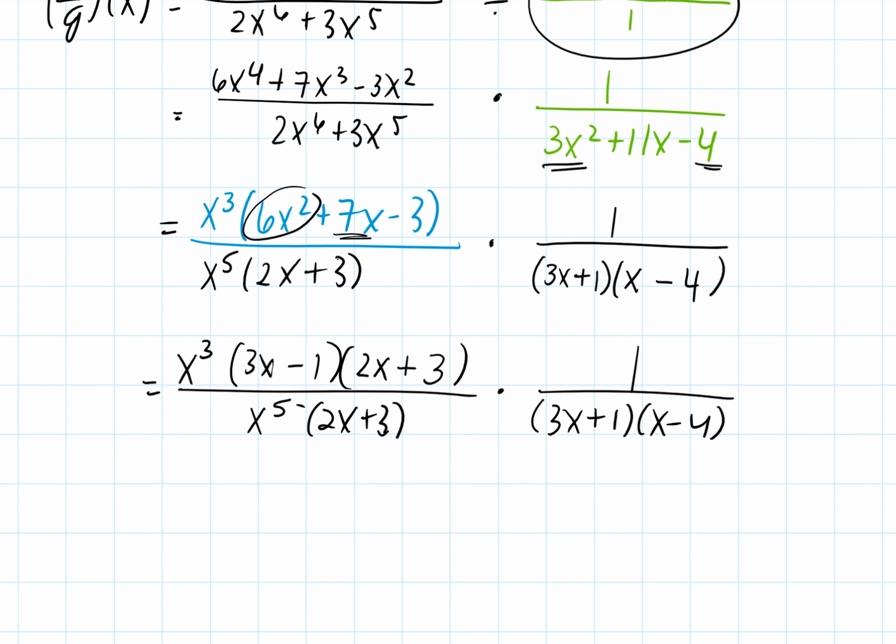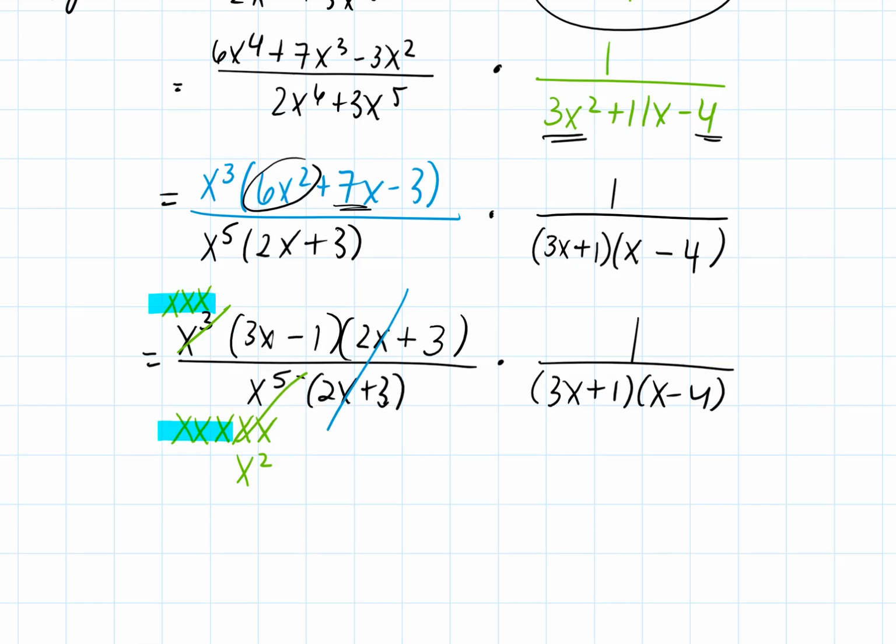3x minus 1. I'd like to cancel that out, but they're not actually quite the same. The 2x plus 3 is the same in the numerator and the denominator, so those will cancel out. And this x cubed and x to the 5th, well, that means x times x times x, and x times x times x times x times x. So clearly, 3 of these guys will cancel. That leaves me an x squared in the denominator, and all of these guys cancel out from the numerator.